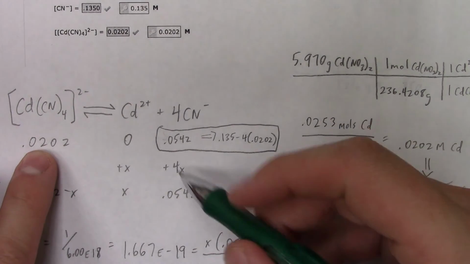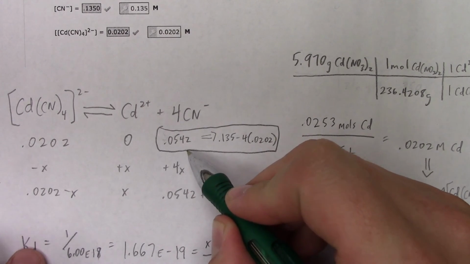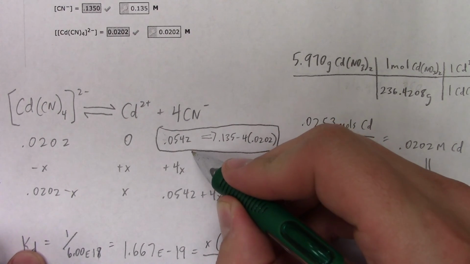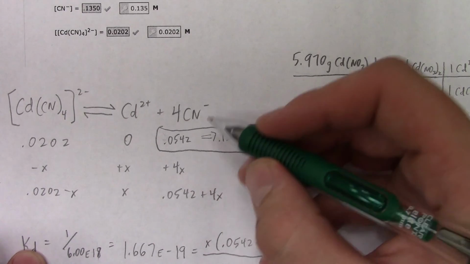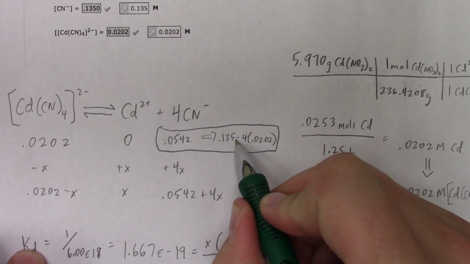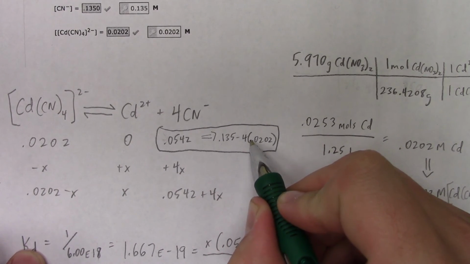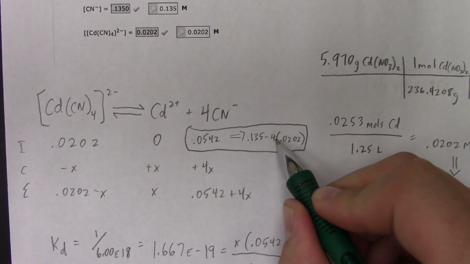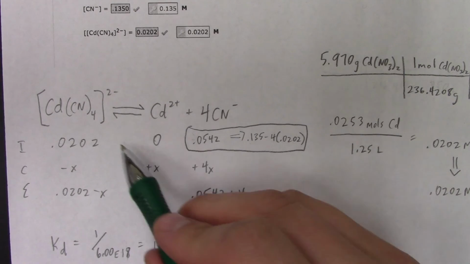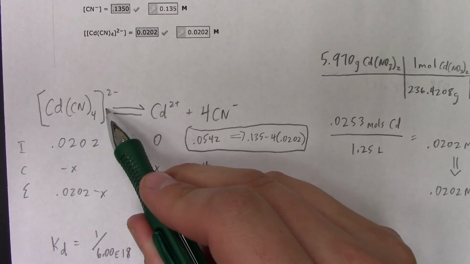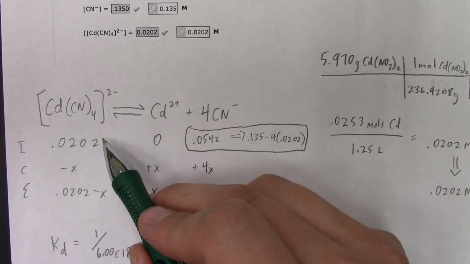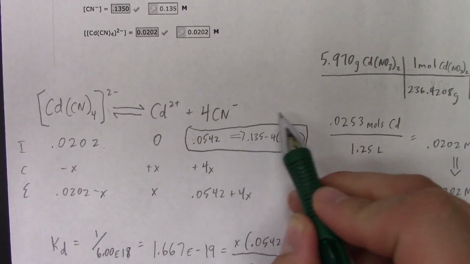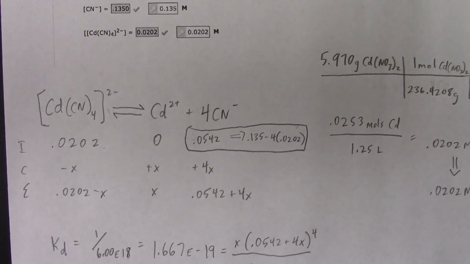So our concentration of the cyanide that remains after we form the complex ion is the 0.135 minus 4 times 0.020. And once again, it's 4 times this amount because we need 4 cyanide for every 1 cadmium that we form here. So this concentration is multiplied by 4.